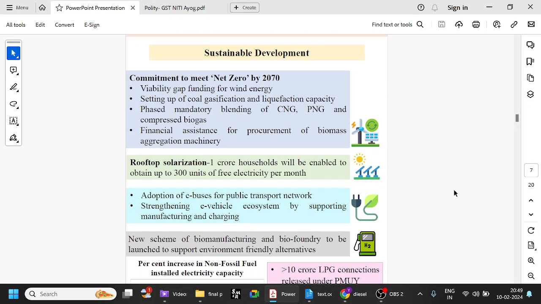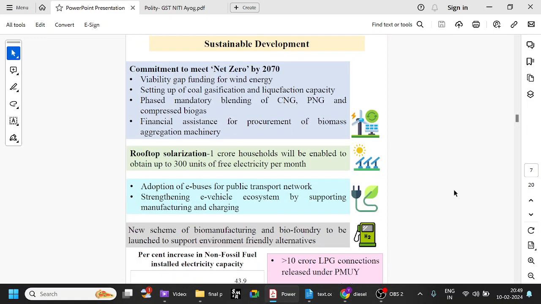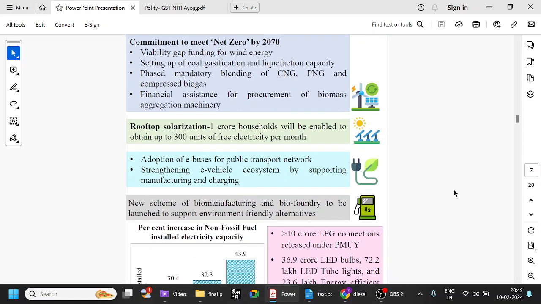Financial assistance for procurement of biomass, aggregation machinery, rooftop solarization. India is a pioneer in solar energy also because we are a tropical country. We have this International Solar Alliance. India is the initiator of that. All those things are very important. One Sun, One Earth, One Grid. The International Solar Grid, etc. All those are very, very important.